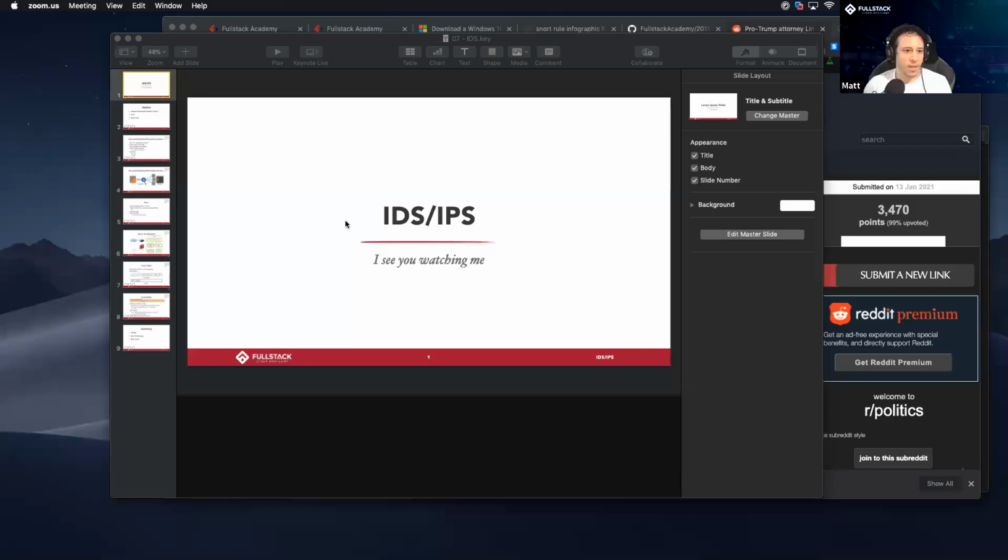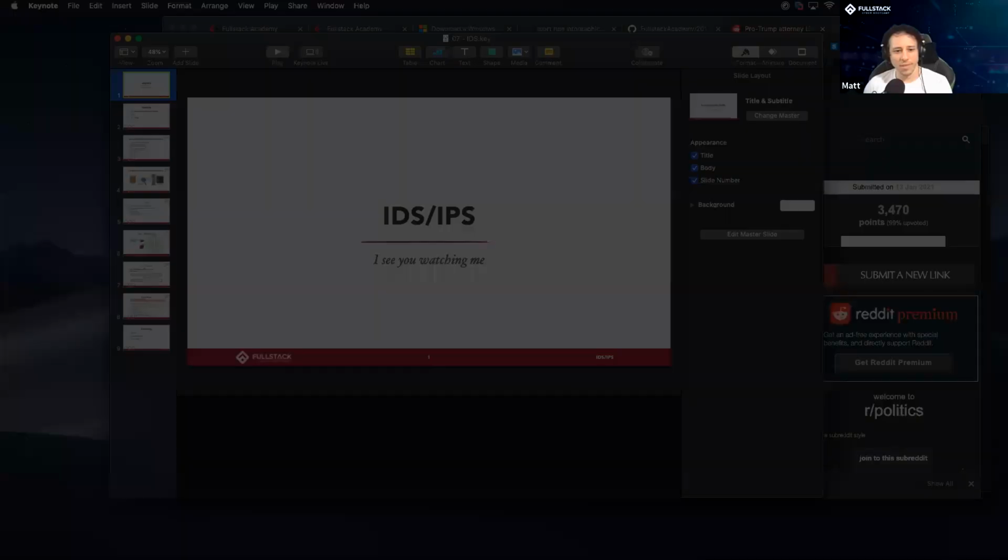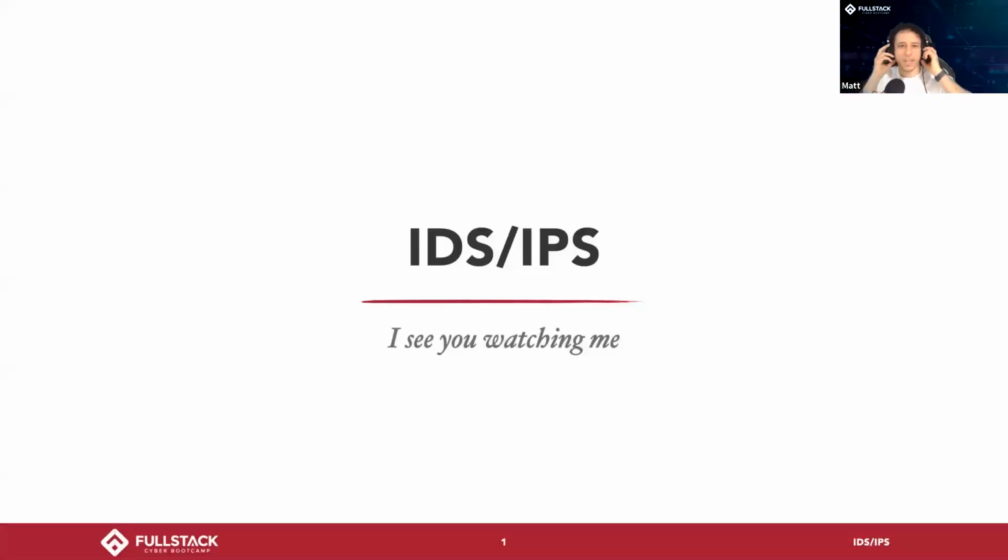All right, we're starting our lecture on IDS and IPS, real short. So again, as I said before, this is an advanced tool that's going to be able to make decisions, detect if attacks are happening, and actually prevent them, right? It's in the name, intrusion detection or intrusion prevention system.